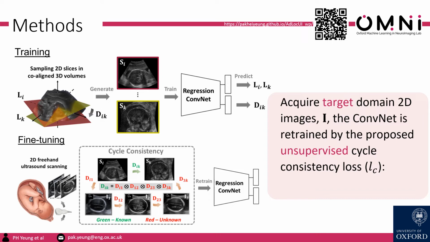Basically, we make use of the cycle consistency, where the overall displacement of a sequence of images must equal the displacement from the first image to the last image of that sequence. In the example shown here, the displacement from Si to Sk, which is dik, must equal the compound displacement from Si to I1, then to I2, to I3, and back to Sk. Since dik is known, and the ConvNet can predict the red Ds, minimizing the differences between the known dik and the predicted displacement sequence can be used to retrain the ConvNet.